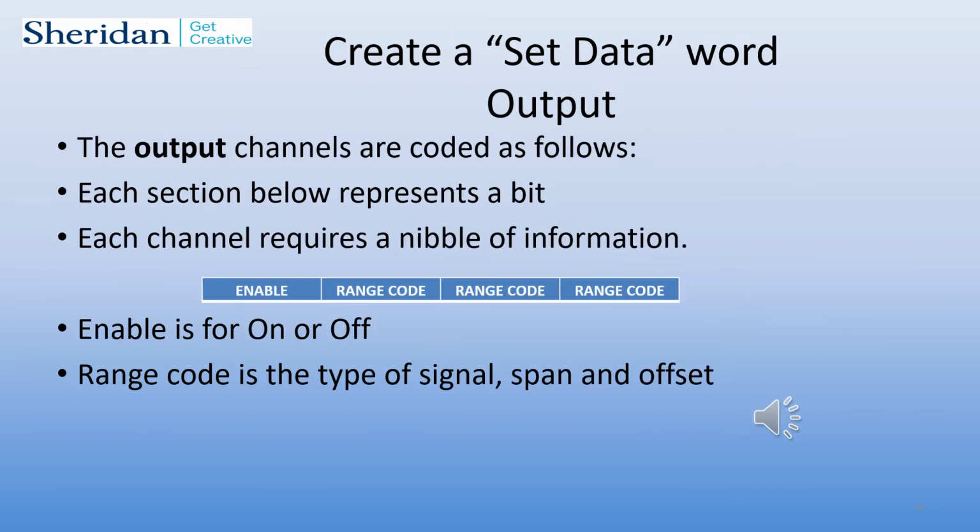Okay, so this is the set data word for the output. The output channels are coded somewhat similar to the input channels. They use just 1 nibble, but they have an enable. They don't have an averaging. Their range code is actually 3 bits. The enabling, again, is turning it on and off, and the range code is the type of signal span, like if it's voltage or current, and what type of voltage or current signal you will see.